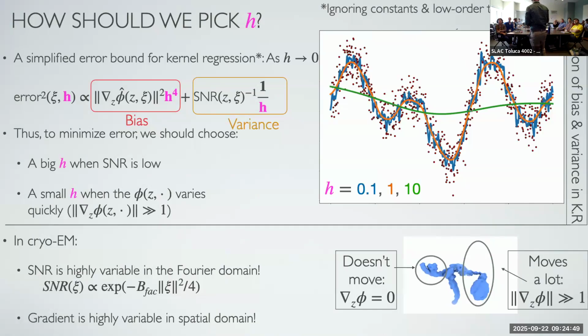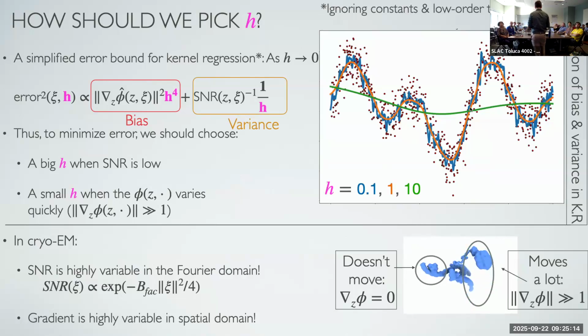If you want to make this work as well as possible in Cryo-EM, we need to be cognizant of this, because the SNR is actually highly variable in the spatial domain. What that means is that if I'm trying to recover a low frequency, that's actually very high SNR, so I should take a small h, whereas if I'm trying to reconstruct a high frequency, that tends to be very low SNR, and so that means I might have to take a big h.